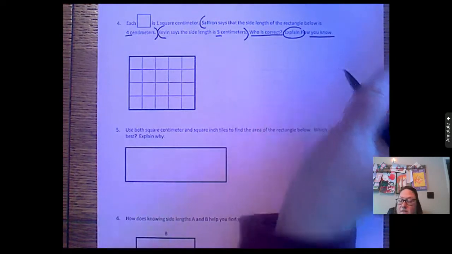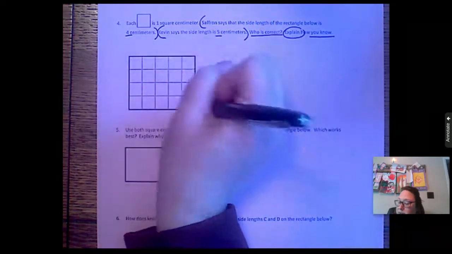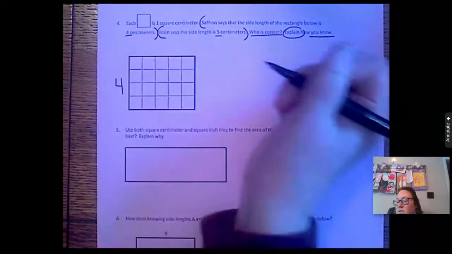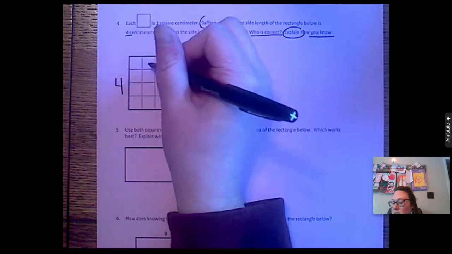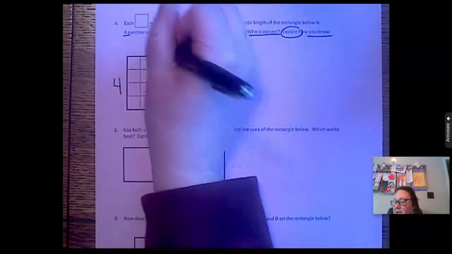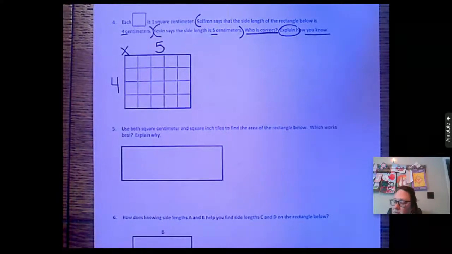Let's label ourselves. So for our side length, how many rows? We've got 1, 2, 3, 4. So there's 4 rows. And then how many in each row? 1, 2, 3, 4, 5. 5 in each row. And then we can put our times sign on the corner.